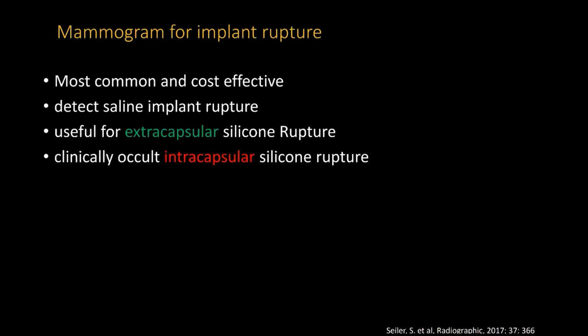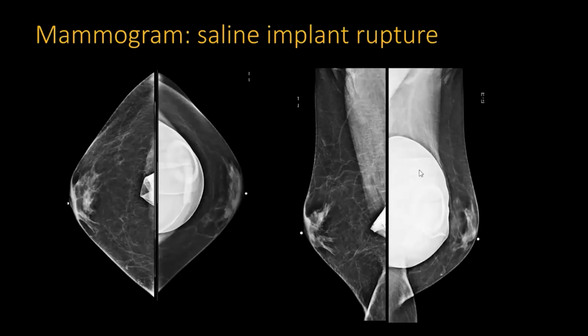So mammogram is the most common and most cost-effective modality to evaluate the breast. It can detect saline implant ruptures, and it's also very useful to detect extracapsular silicone rupture. For intracapsular silicone rupture, mammogram is not very sensitive. Let's look at an example. This patient has a saline implant rupture on the right side. As you can see, the ruptured saline was just absorbed by the breast, and the envelope, the implant, just shrank and stayed over there.